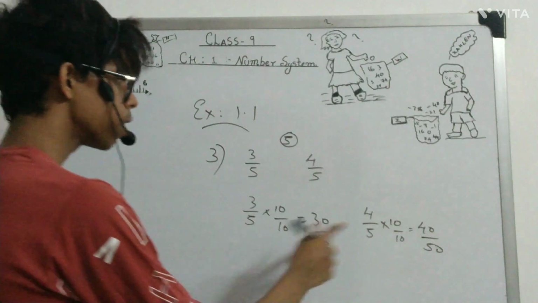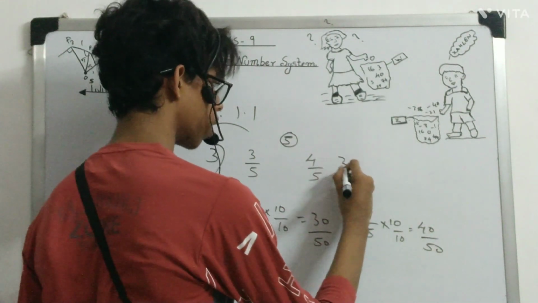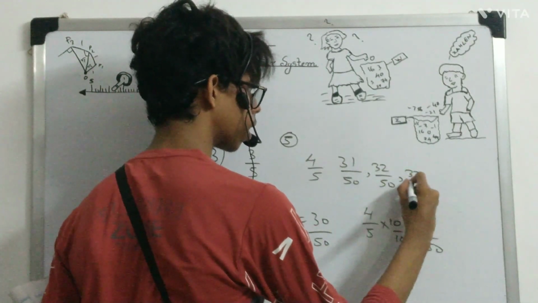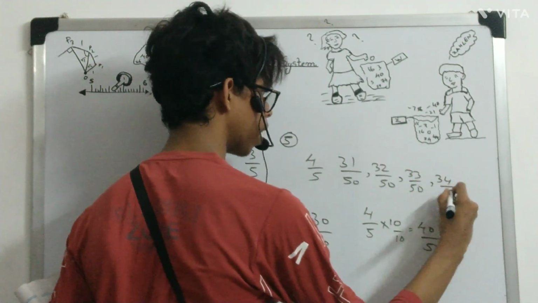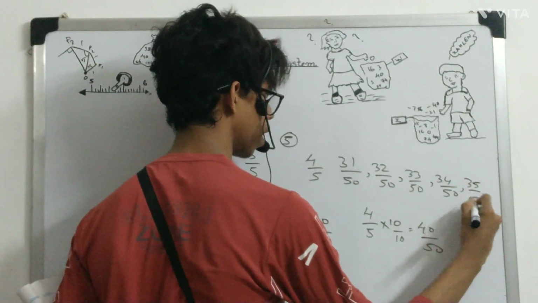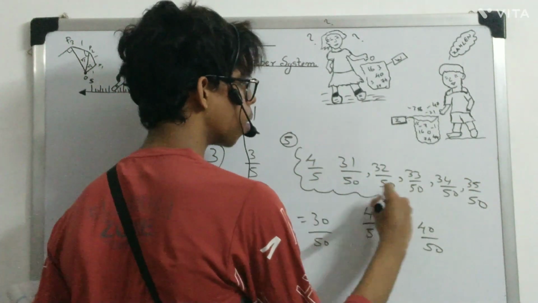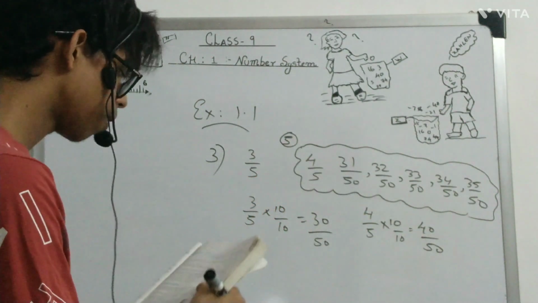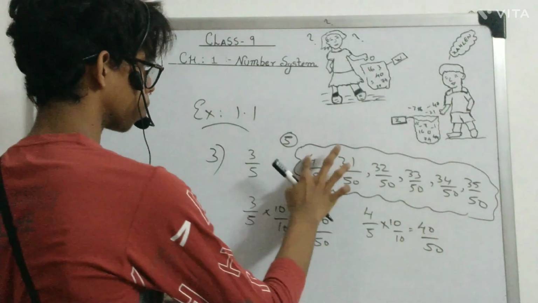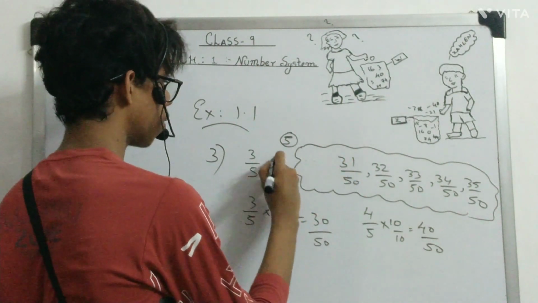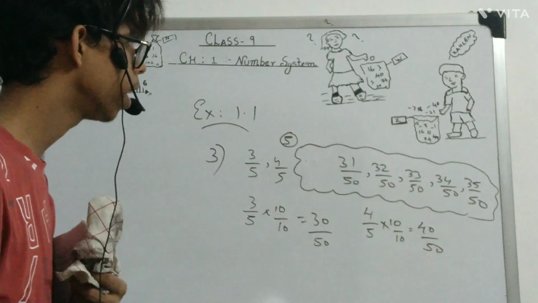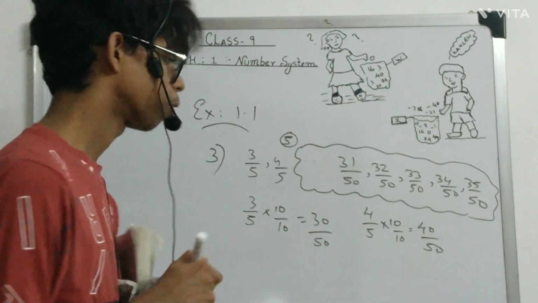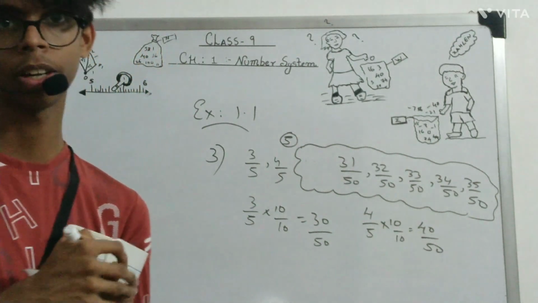So you can write 5 rational numbers definitely between these two fellows. So I will get 31 by 50, 32 by 50, 33 by 50, 34 by 50 and 35 by 50. So these are my 5 rational numbers between 3 by 5 and 4 by 5. Okay, so any method you can adopt to find it, the first method which I did or this method which I did.